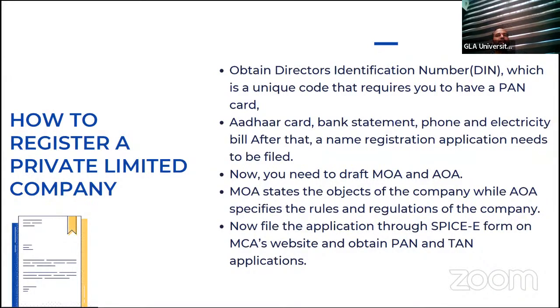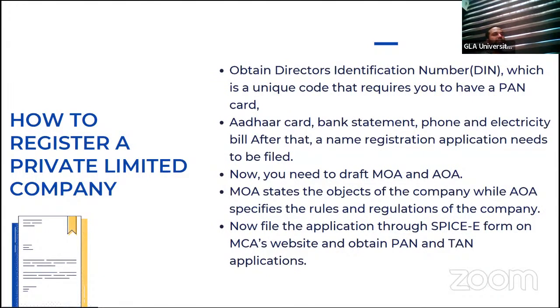Once you have a DIN for all the directors of that company, you need to draft the MOA and AOA. MOA means Memorandum of Association. AOA means Articles of Association. MOA and AOA are going to tell the Ministry of Corporate Affairs, MCA, what this company is all about. MOA generally states the objective of the company, while AOA specifies the rules and regulations of the company. It's a very general document which you can also go through.